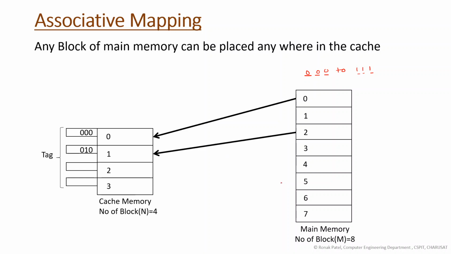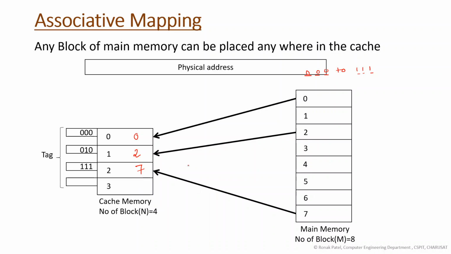Now let's see the next one, block number 2. The next empty block is this, so I can put block 2 here with tag bits 010. Then 7, which is 111, so 7 is here. Then you can place any other and you can check.